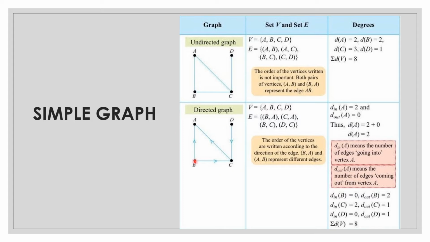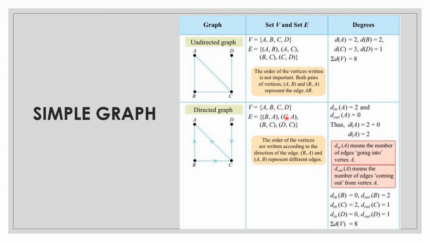Now we go to directed graph. The set of vertices is the same as the undirected graph, just the set of edges E is different. You can see the directed graph has directions. And the order of the vertices is written according to the direction of the edge. For example, BA here, you cannot write as AB because the direction points from B to A. It means that B is the initial vertex and A is the terminal vertex. So you should write BA.